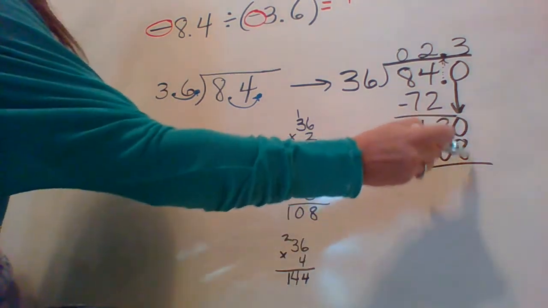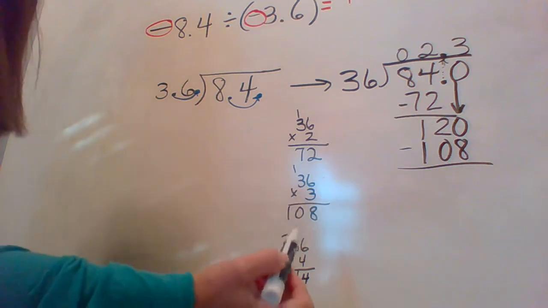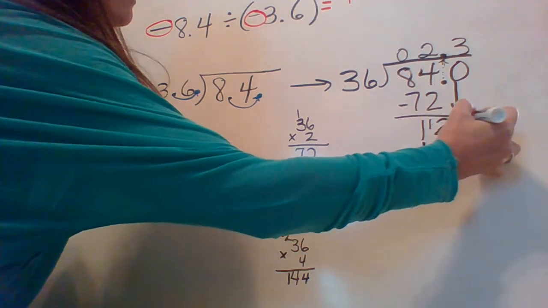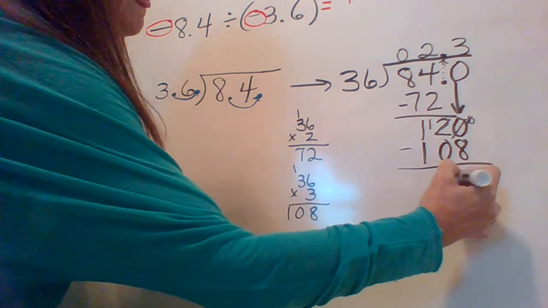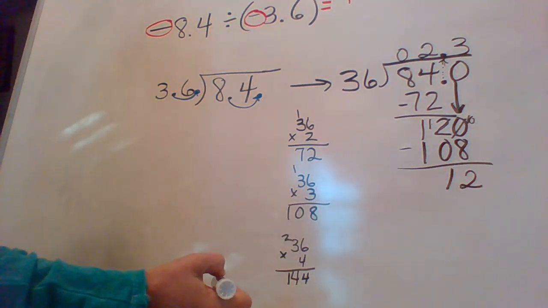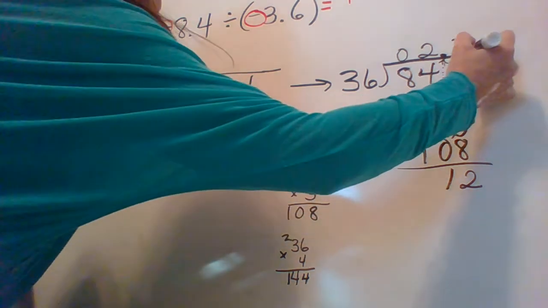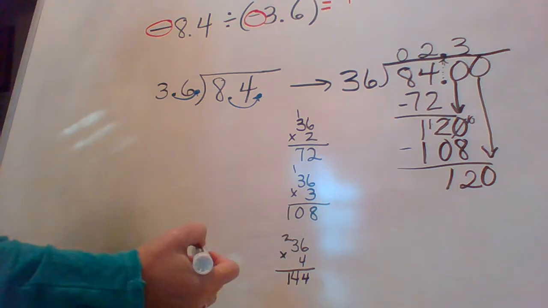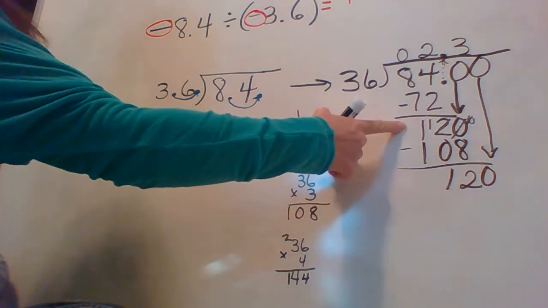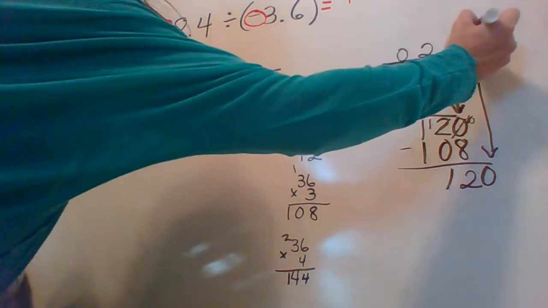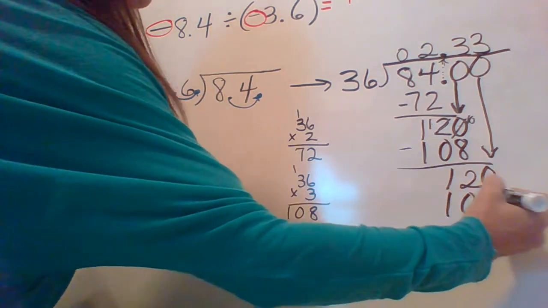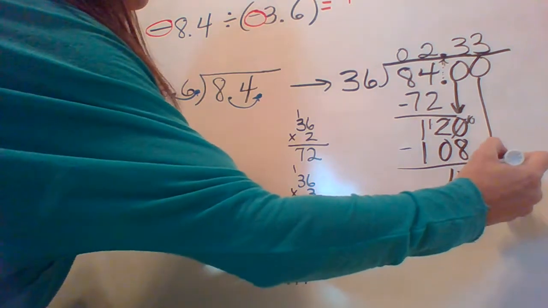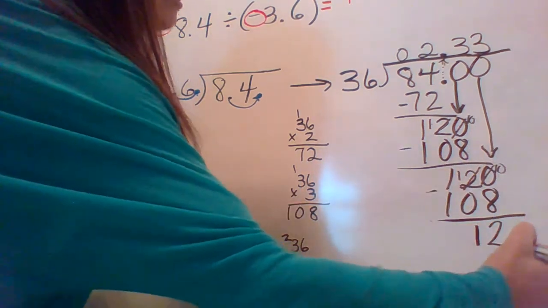And I do have to borrow because I can't subtract 8 away from 0. So this becomes 1, and this becomes 10. And I get 12 again. Well, I'll just add another 0. And well, we knew that 36 went into 123 times. And we have to borrow again. We're going to get 12 again.